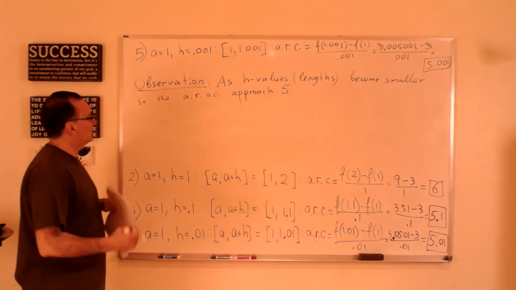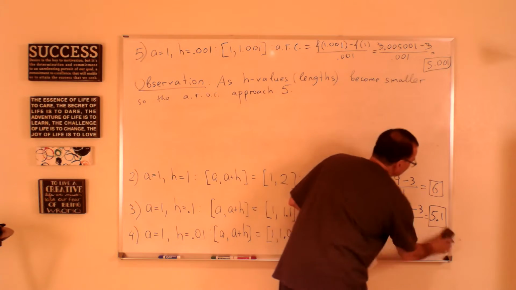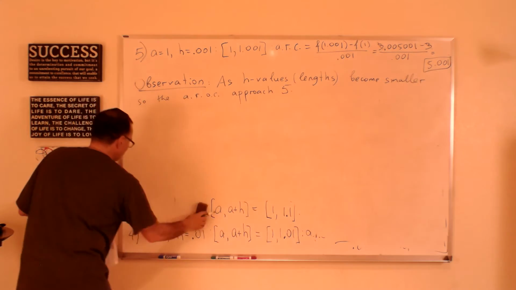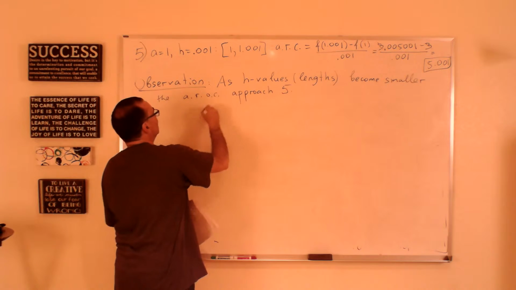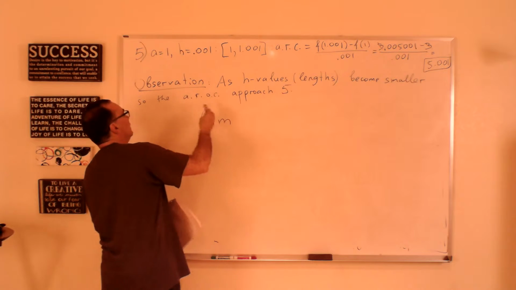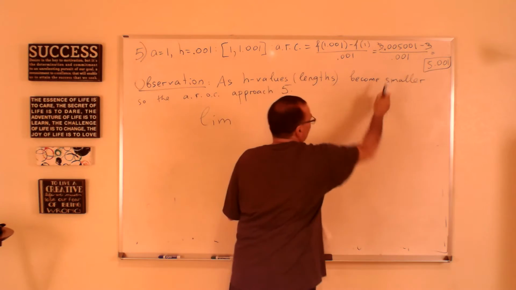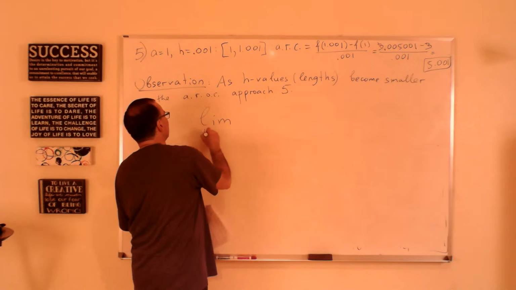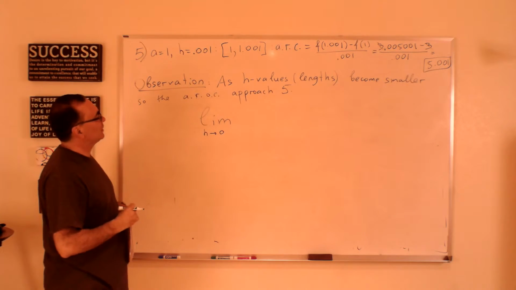Now let me write this observation using mathematical terms and the ideas that we have studied. When something approaches something, we call it a limit. Now, limit as h values become smaller and smaller. That means h values approach 0. So this is what we have here. h approaches 0. Now limit of what? Of the average rate of change.